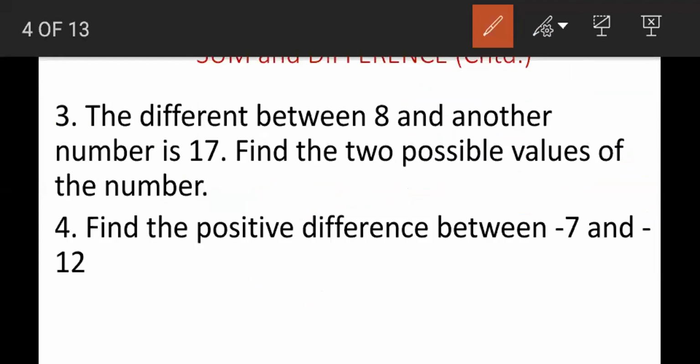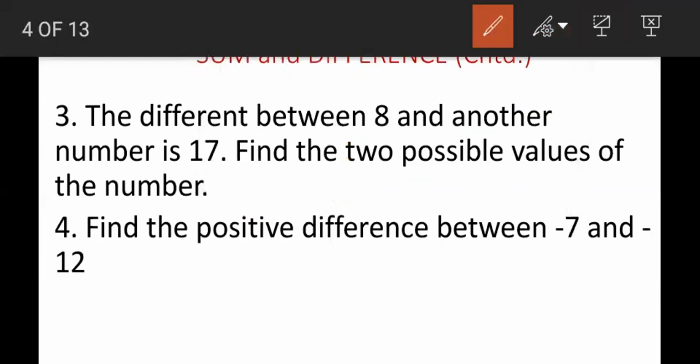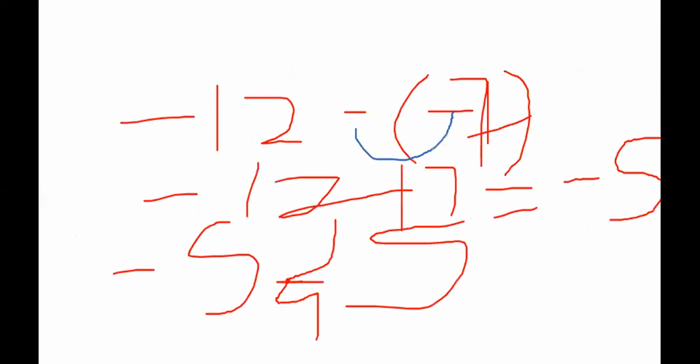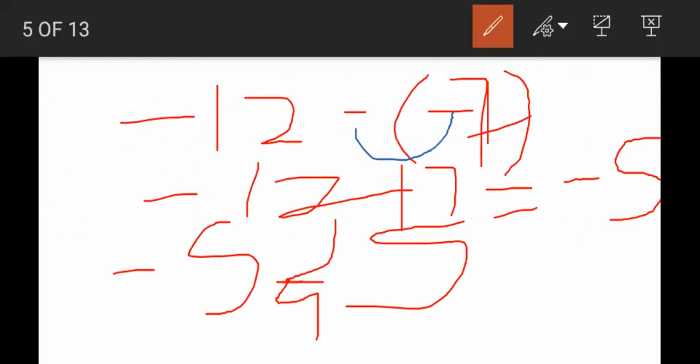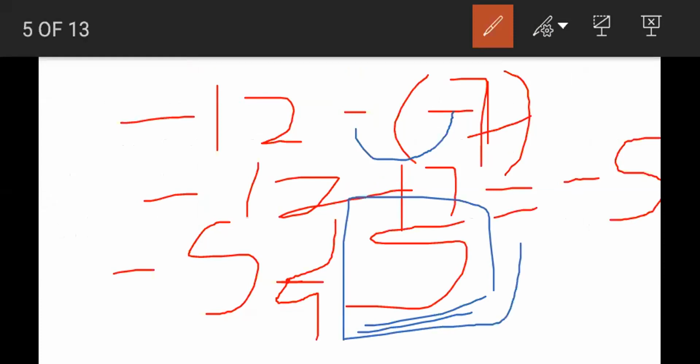Therefore, from what we have here, what is the positive difference? You have minus 5 and plus 5. So our positive difference is plus 5. This is negative, and that is our final. We just write it. Therefore, the positive difference is 5.